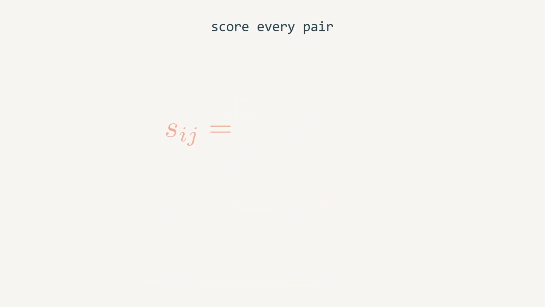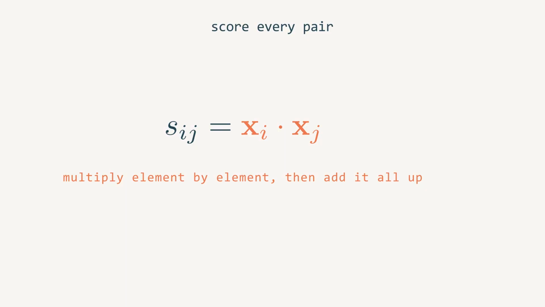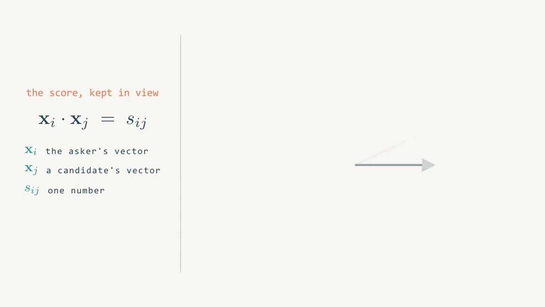So we need a number for every pair. How relevant is this candidate to the asking position? We have vectors, and there's an obvious way to turn 2 vectors into one number that's differentiable and cheap, the dot product. Multiply the 2 lists element by element, add up the results, and you get a single number. What that number means geometrically is the useful part. 2 vectors pointing in similar directions give a large dot product. Vectors pointing in unrelated directions give something near 0. And vectors pointing in opposite directions give a negative number. So it's a similarity measure that we get essentially for free.